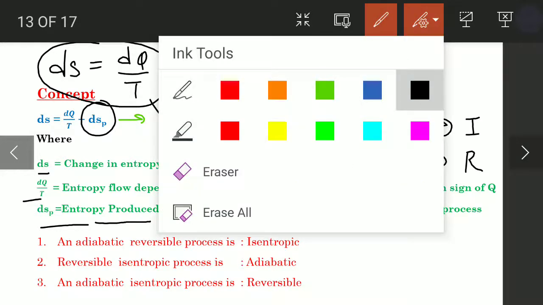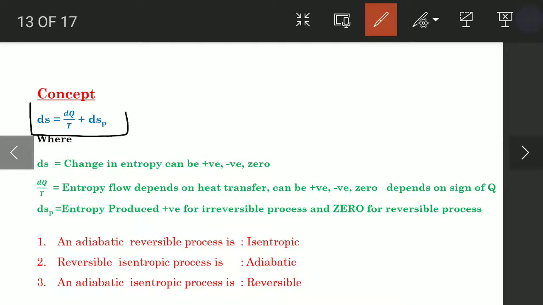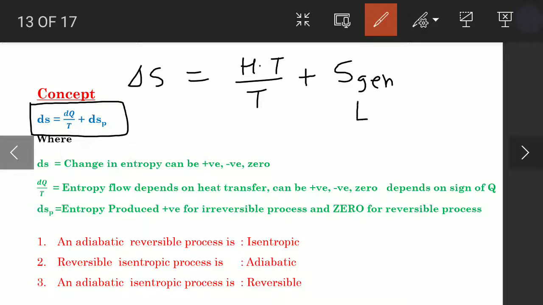Therefore we have this equation dS is equal to dQ by T plus dS_p, where dS is change in entropy, dQ by T is the entropy transfer because of heat transfer, and dS_p is the entropy produced because of irreversibility. So I will write again here: change in entropy delta S is equal to heat transfer divided by temperature plus entropy generation because of irreversibility.